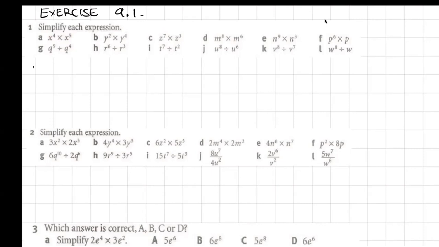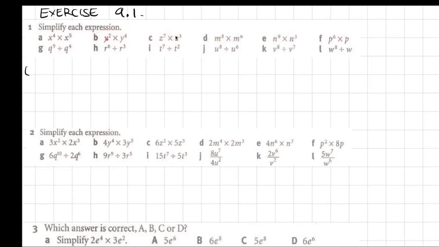For 1a, we see x to the power of 4 multiplied by x to the power of 5. Your working should look like this, and then you get x to the power of 9. All right, cool. We do the same thing for the rest as well. As long as it is a multiplication, then we can add the powers together. For all of these multiplications, we're going to add them.